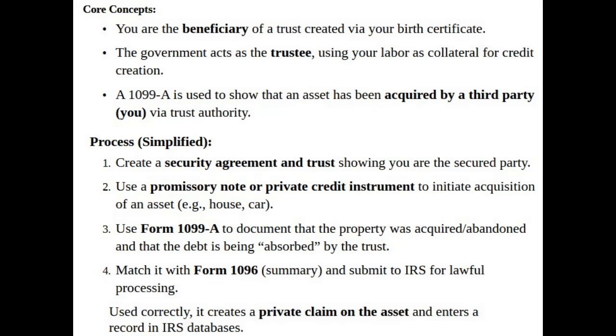Process, simplified. 1. Create a security agreement and trust showing you are the secured party. 2. Use a promissory note or private credit instrument to initiate acquisition of an asset, e.g., house, car. 3. Use Form 1099-A to document that the property was acquired or abandoned and that the debt is being absorbed by the trust. 4. Match it with Form 1096, summary, and submit to the IRS for lawful processing. Used correctly, it creates a private claim on the asset and enters a record in IRS databases.